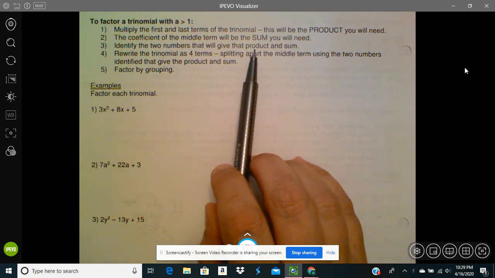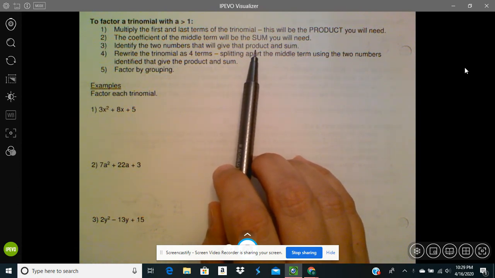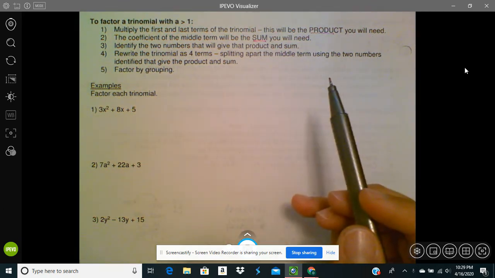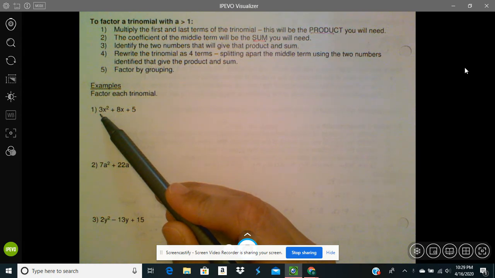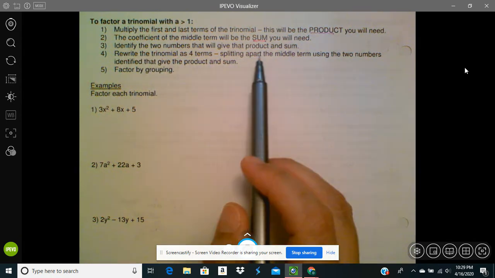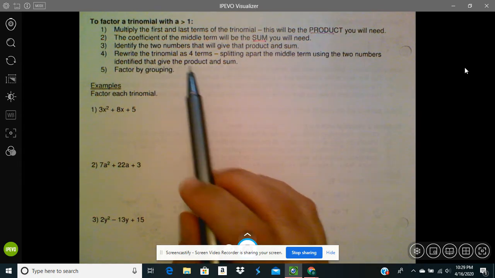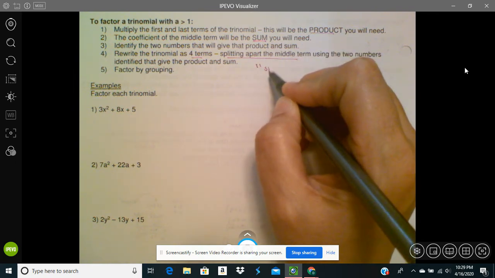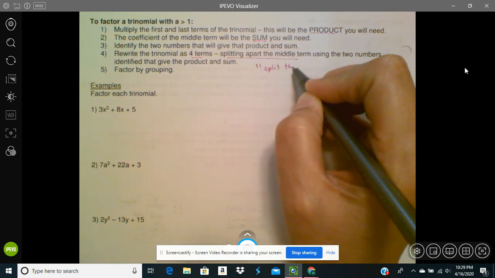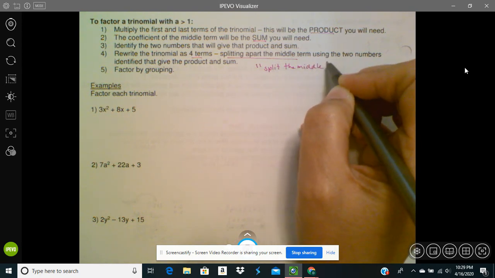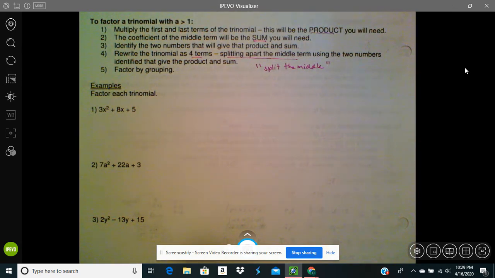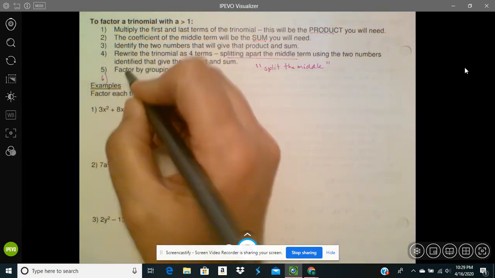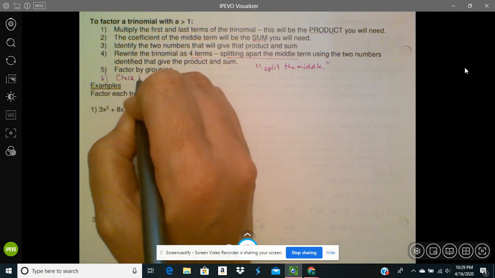Remember, when the coefficient equals 1, we used what was called the product-sum. So there's your product and there's your sum. The difference here is the product will have some other factor besides 1 in the front. So we're going to find the two numbers that give the product and sum. You're going to rewrite the trinomial with 4 terms. You split apart the middle term. A lot of the teachers I know call this split the middle. So that's what you're going to do here. Then you're going to factor by grouping, and remember that last step that I always write in by myself is check by multiplying.